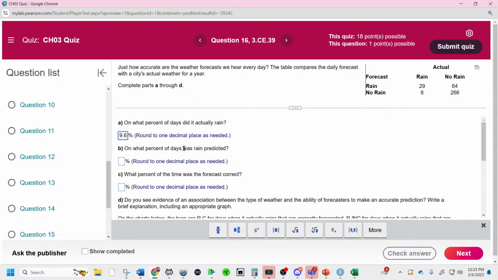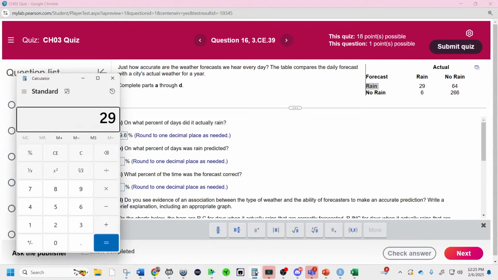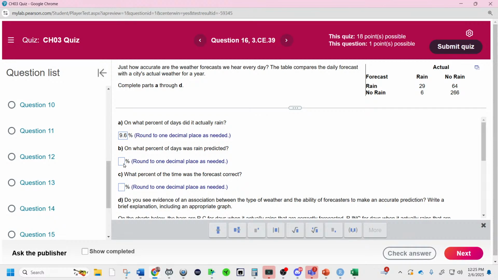On what percent of the days was rain predicted? That means we go across here to do rain predicted, 29 and 64. Double check your math. It is 93, I believe. And we add up 29 and 64 and divide by 365, which is the total days in the year if you add these all up. It's not a leap year, apparently, and it's 25.5.